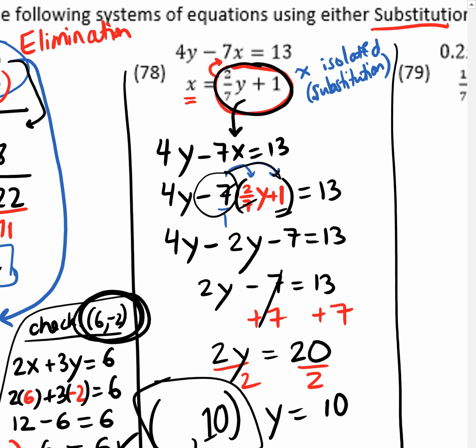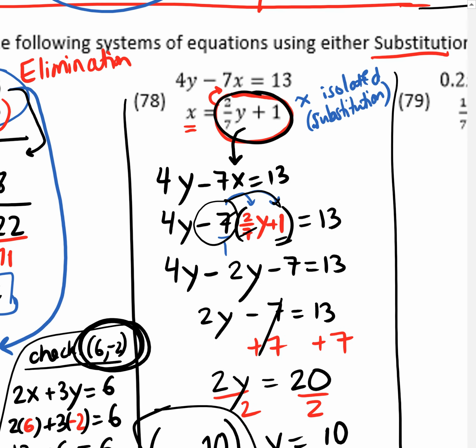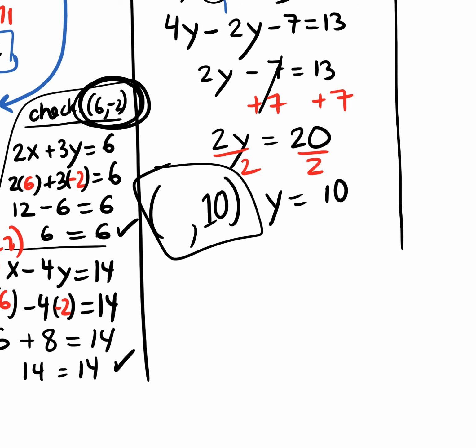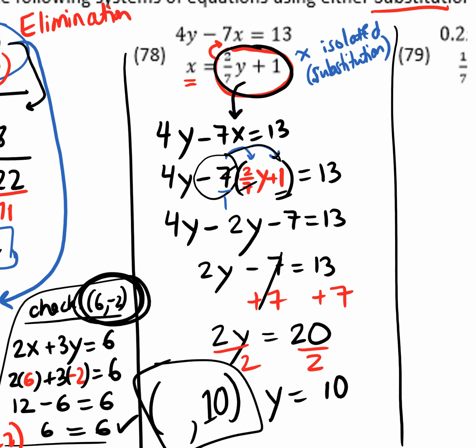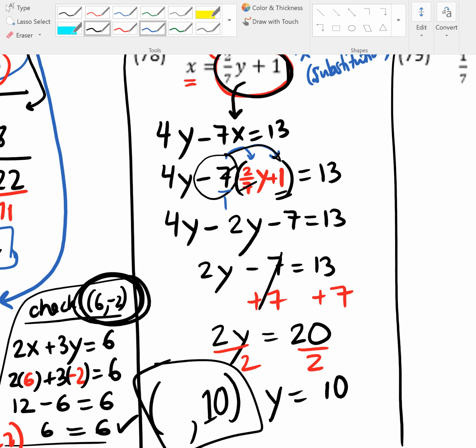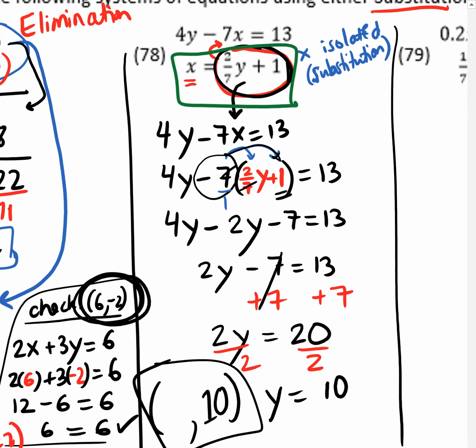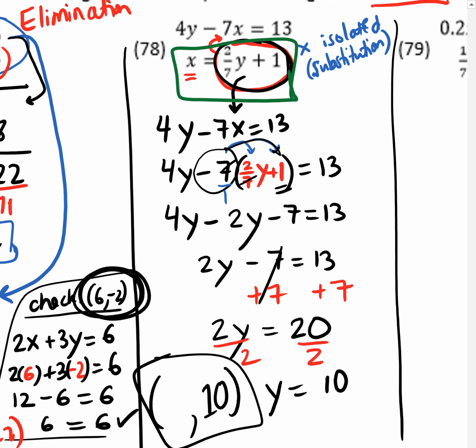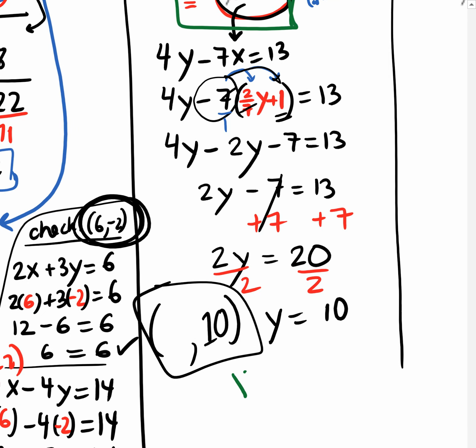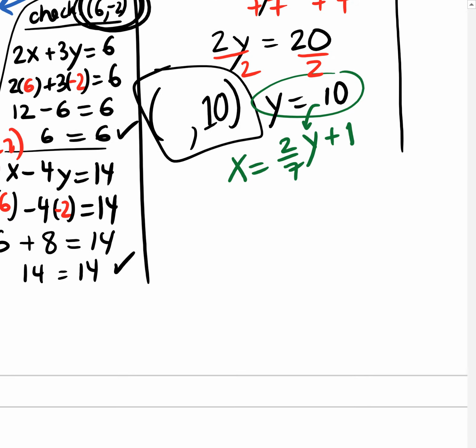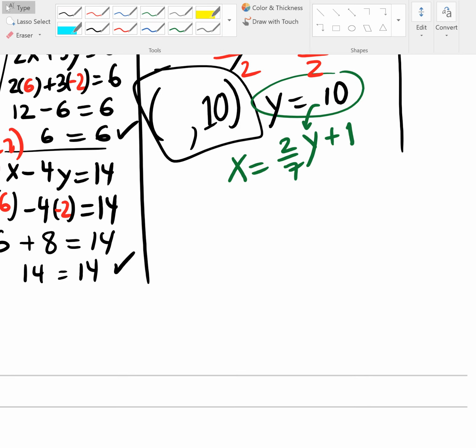So to find the x value, I think we mentioned this before, but the good thing about substitution is, once you find one of the values, x or y, it's definitely the easiest to substitute it back into whichever equation had a variable by itself. So this guy right here, x equals 2/7 y plus 1. I know it doesn't look easier, but it is easier. If I put y equals 10 right here, notice it's easier because x is already by itself, so x will be easy to find.